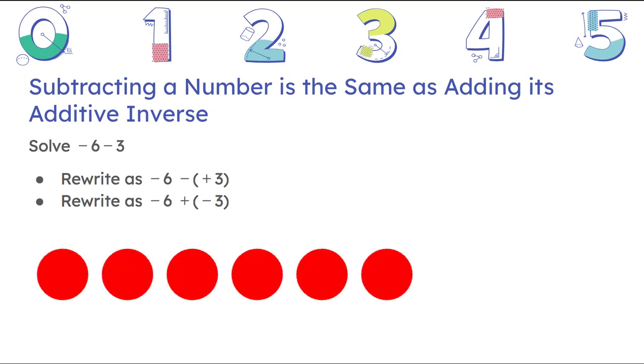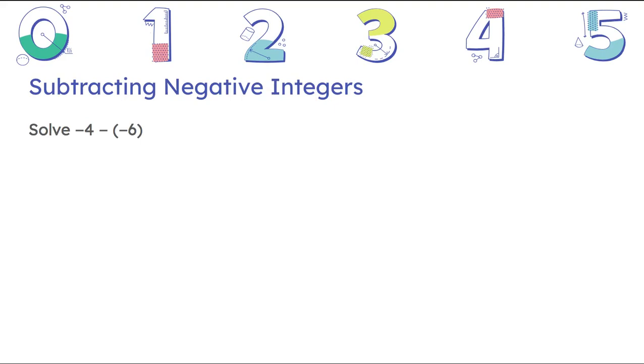We model -6 with 6 red counters. The expression then tells us to add -3, so we add 3 more red counters. Now we have 9 red counters, which represents -9, so our solution, as we expected, is -9. Okay, so now we've seen how this new concept applies to subtracting positive integers. Let's try applying it to an expression where we have to subtract a negative integer.